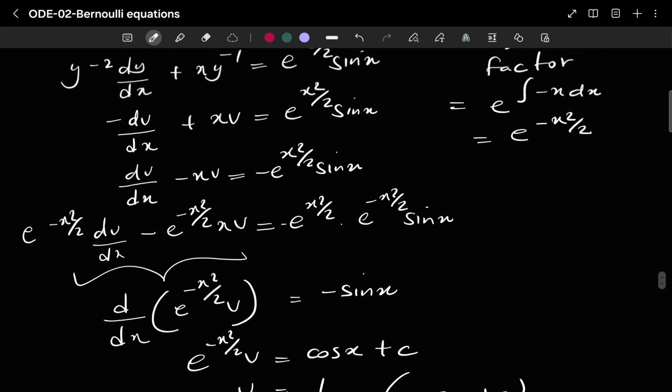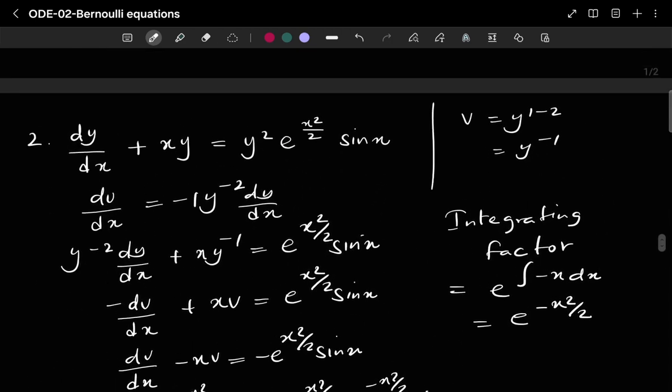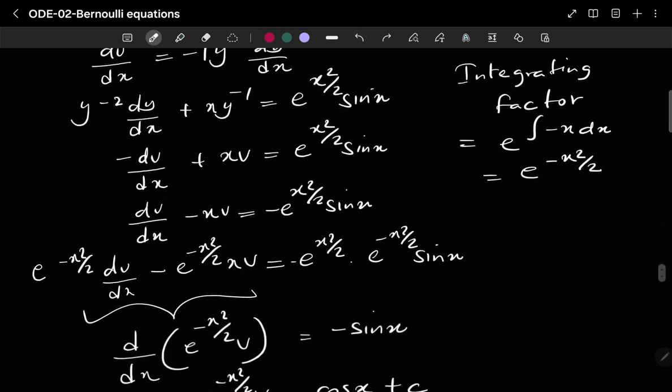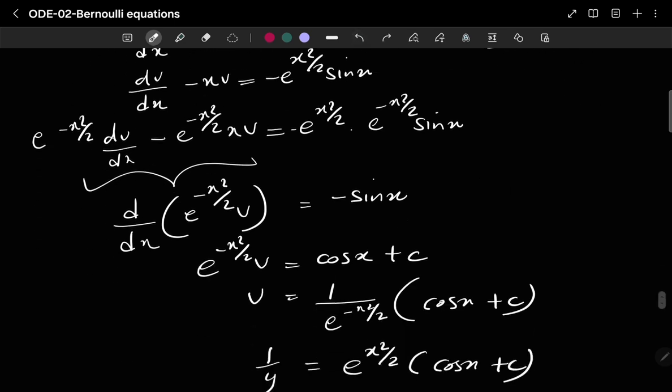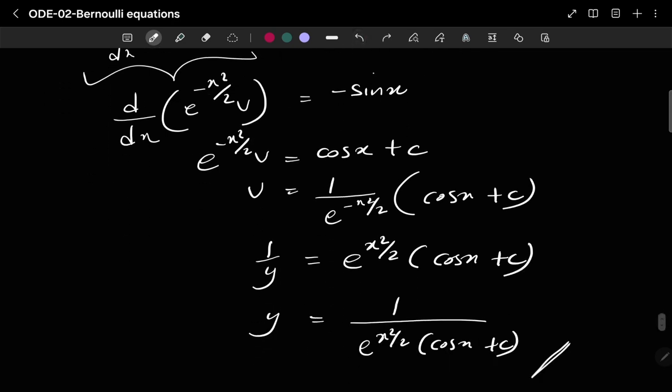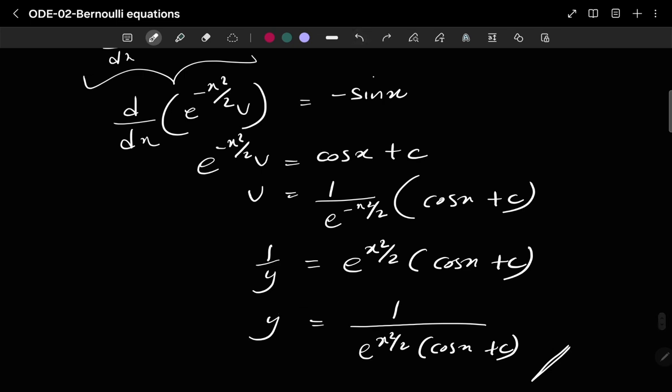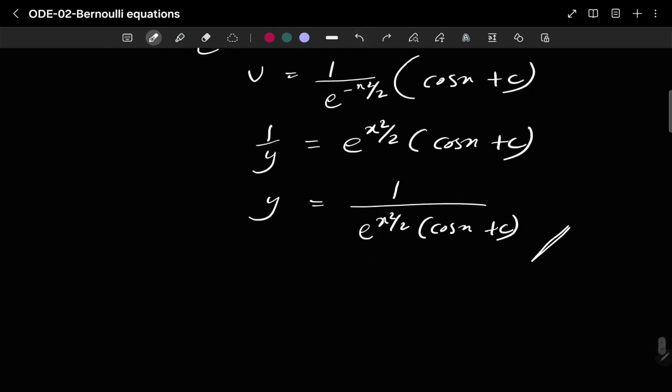So that is how we solve the Bernoulli equation: by taking the substitution v = y^(1-n), which is y^(-1) here, reducing to a linear equation, determining the integrating factor, multiplying the whole equation by it, and recognizing the left-hand side as the derivative of a function. Then we get the final answer in explicit form, y = 1/(e^(x^2/2) (cos x + c)). That is how we solve the Bernoulli equation.